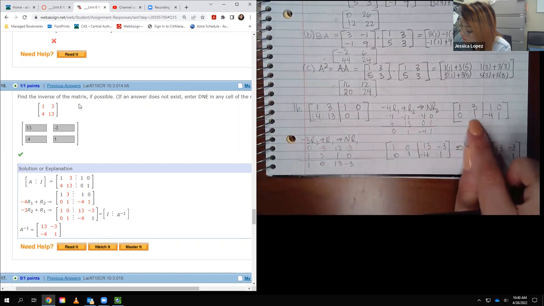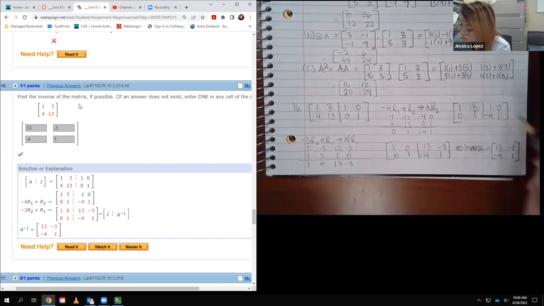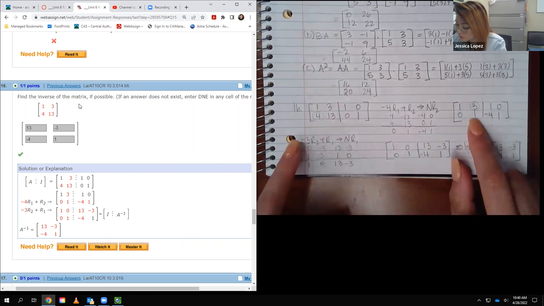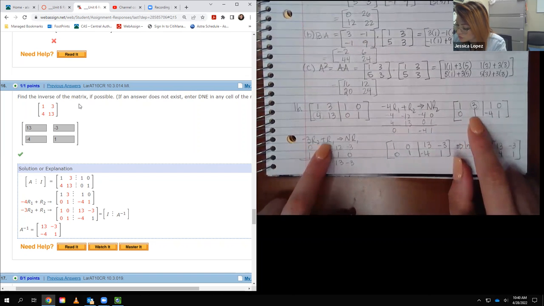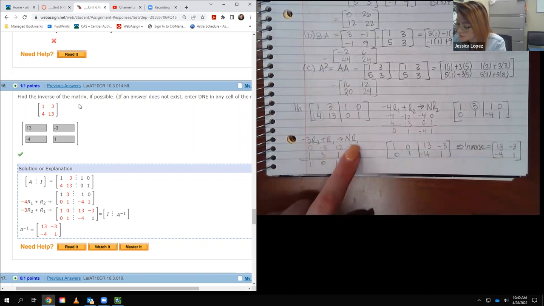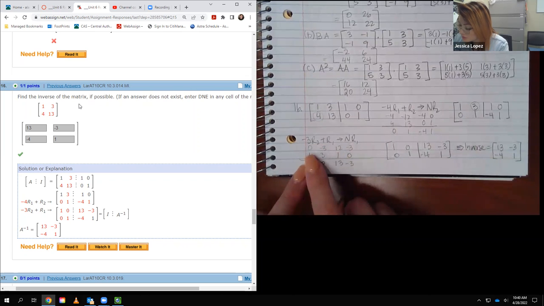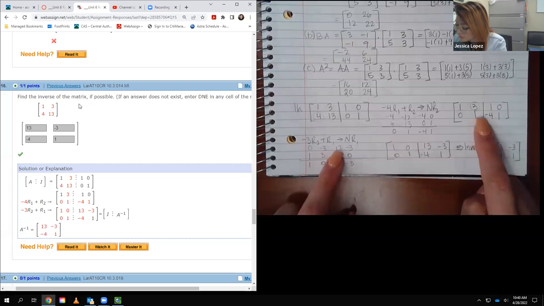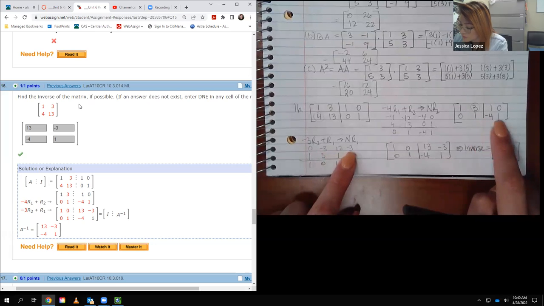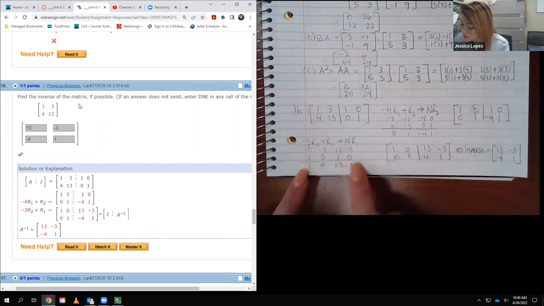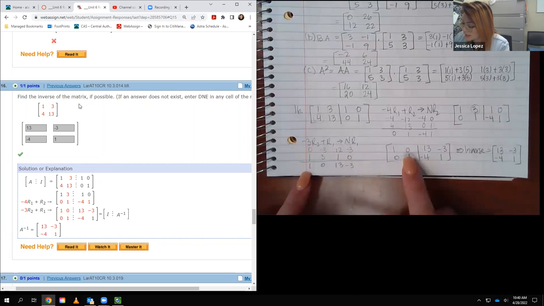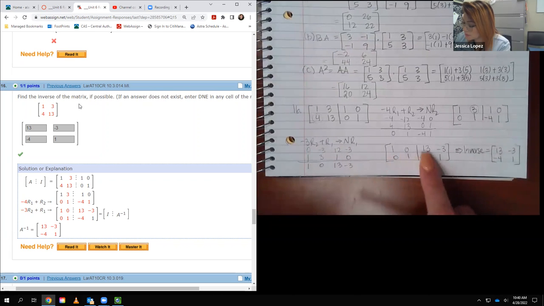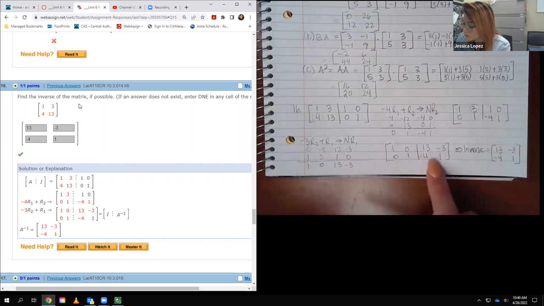And I do already have the 1 where I need it, so I'm going to next turn this 3 into a 0. So I need negative 3 times row 2 plus row 1 to get me that 0 in row 1. All of these entries times negative 3 are 0, negative 3, positive 12, and negative 3. Row 1 I placed underneath, combined all the terms, and row 1 becomes 1, 0, 13, negative 3. Row 2 stays the same, 0, 1, negative 4, 1.